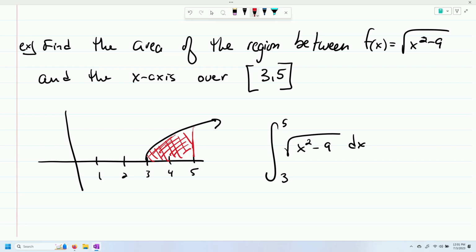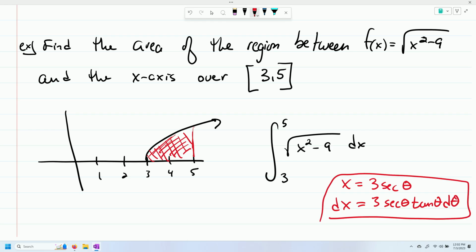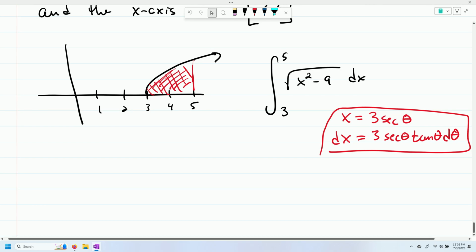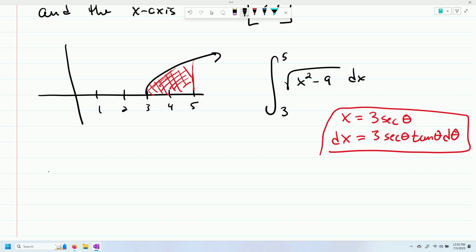So let's make our substitutions. x equals 3 secant theta. dx, therefore, is going to equal 3 secant theta tangent theta d theta. So here's our trig substitutions. We'll worry about the limits of integration later. First, let's just go ahead and make our substitutions here.